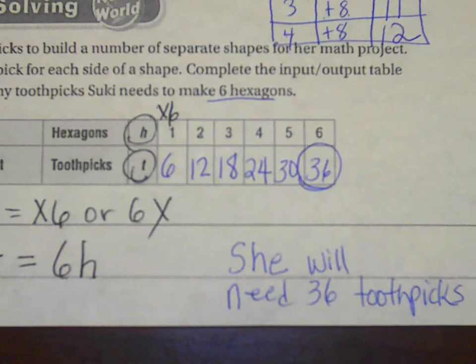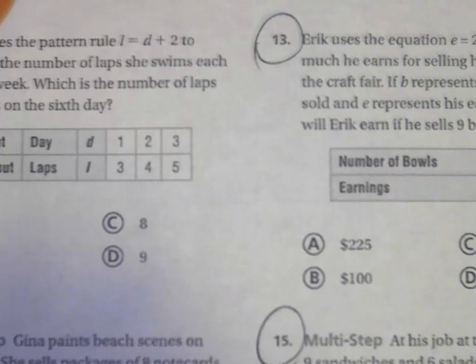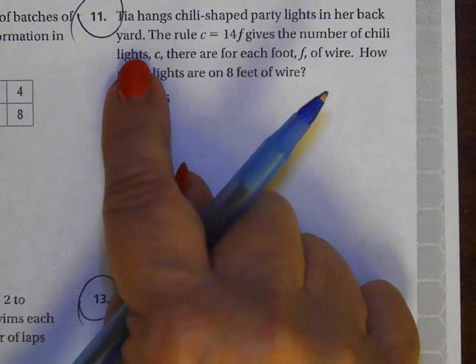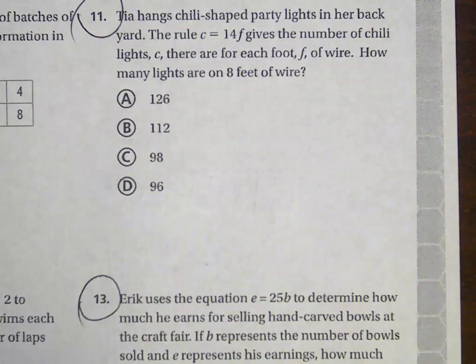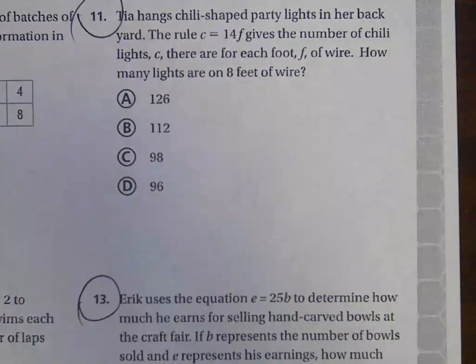All right, I'm flipping over. We're doing 11. We're doing the odd numbers. If you wanted to do the even, we'll go over those tomorrow and let me know what you've got.